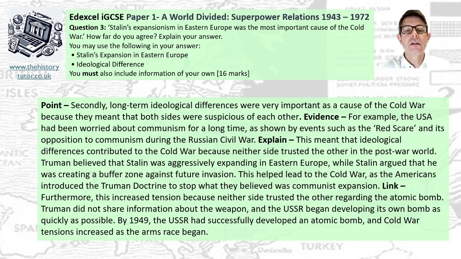Truman thought that Stalin was aggressively expanding in Eastern Europe, while Stalin thought he was creating a buffer zone against future invasion. This led to the Cold War as the Americans brought in the Truman Doctrine to stop what they thought was communist expansionism. Furthermore, this led to the Cold War as neither side trusted each other about the atomic bomb. Truman did not share information about the bomb, and Russia began to make a bomb as fast as possible. So by 1949, Russia had an atomic bomb, and the Cold War tension increased as the arms race began. So you've got ideas of not trusting each other and suspicion developing.